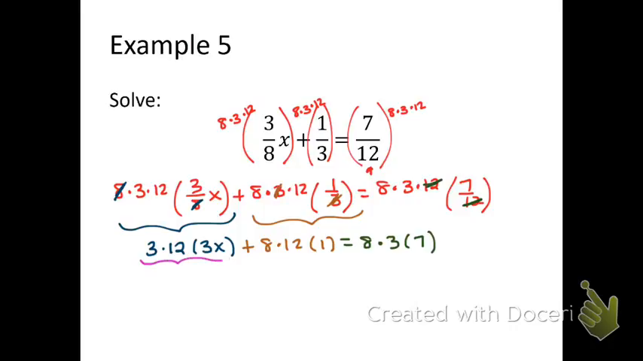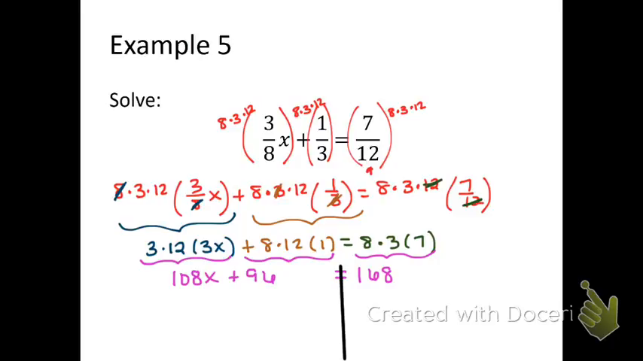We've got 3 times 12 times 3x, which is 108x. Here we've got 8 times 12 times 1, so it's plus 96, equals, over here we got 8 times 3 times 7, which is 168. Now that we've got that, we can see, yes, our numbers are a little bigger, but this is a problem that we can work. Just like we did in example 1, we want to get that x by itself. So let's do that. The first thing we need to do is move that 96 over.